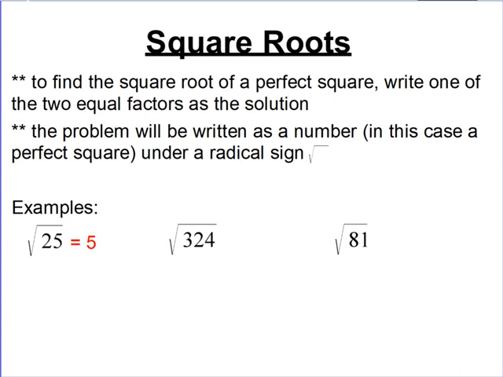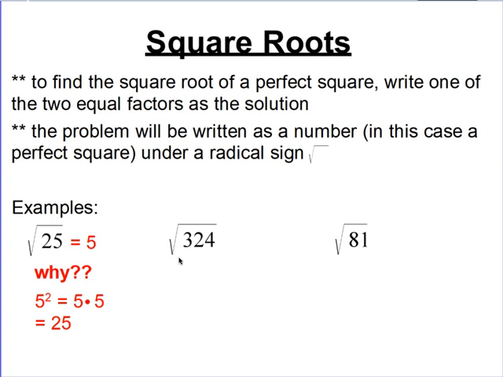If I ask you to explain why, you're going to tell me 5 times 5, or 5 squared, is equal to 25. So we have to use 5s as the base to get an answer of 25. So the answer is 5. The answer is not 5 squared. The answer is just the base number. So the answer is 5.